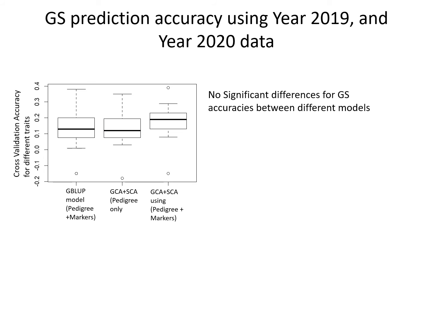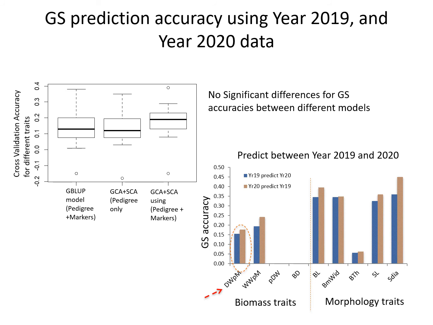For genomic selection, we first compare different models. On this figure, x-axis represents different models as I've mentioned earlier. Y-axis is the GS accuracy through cross-validation. The third one is general combining ability and specific combining ability model using both pedigree and markers information. It gives higher GS accuracy than the other two, though the difference is not significant.